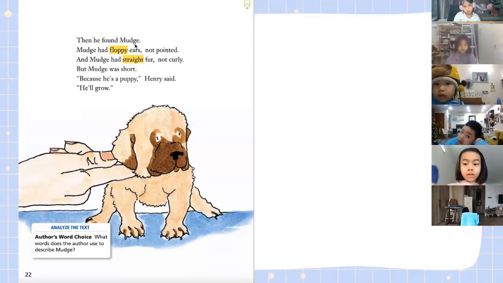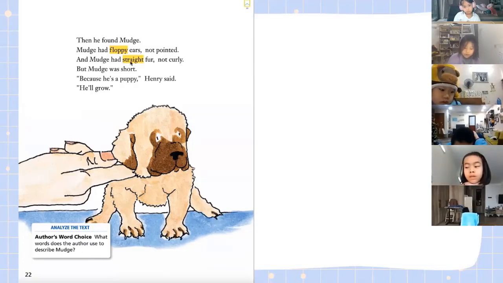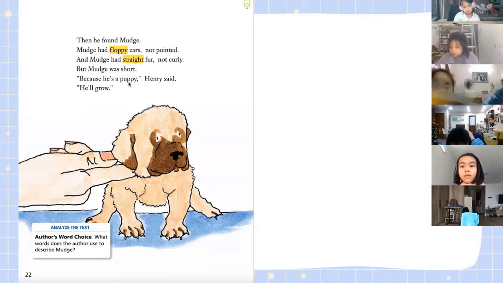Then he found Mudge. Mudge had floppy ears, not pointed, and Mudge had straight fur, not curly. But Mudge was short because he's a puppy. Henry said, he'll grow.